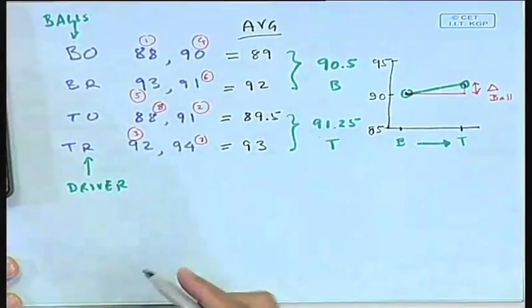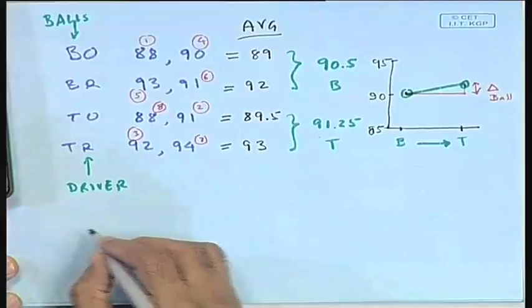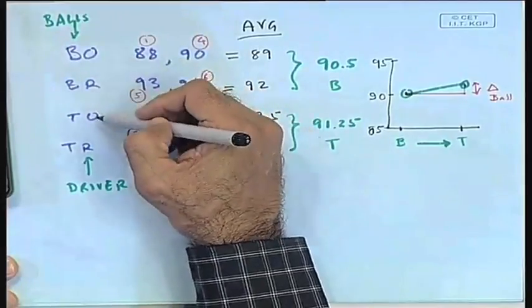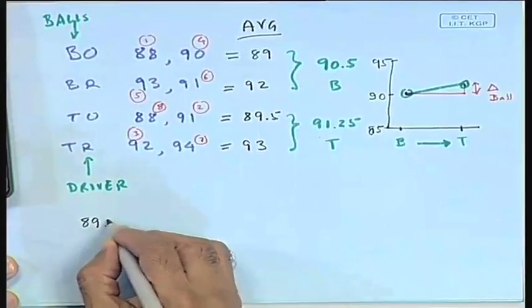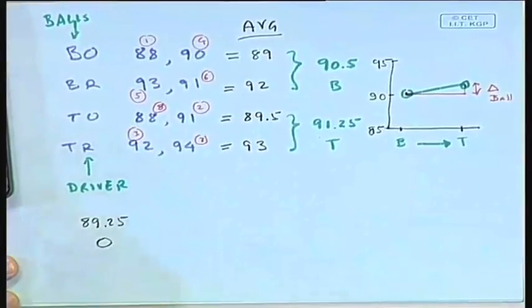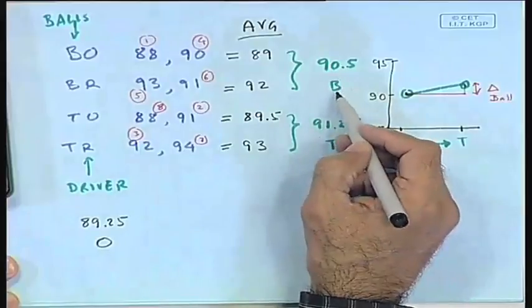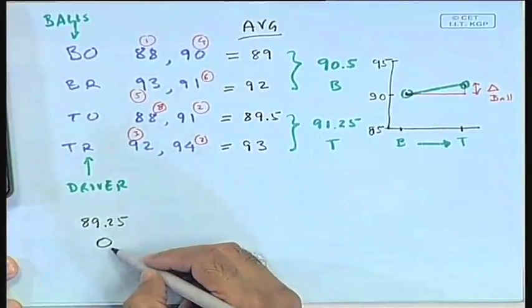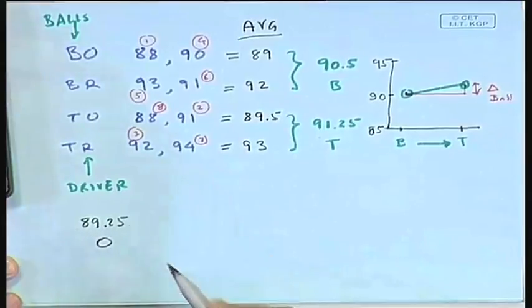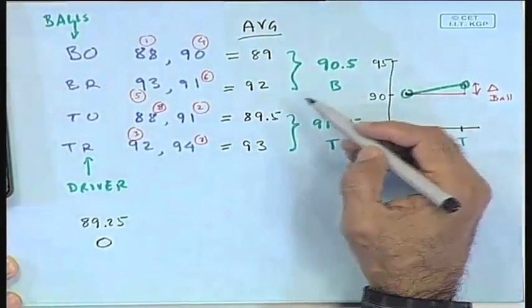So I can directly write here the effect of O type driver is 89.25. Just like I have B type ball giving me 90.5, for O type driver, I end up with a score of 89.25 on the average. Let's look at the other one.